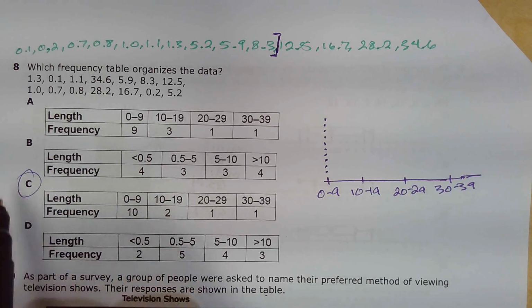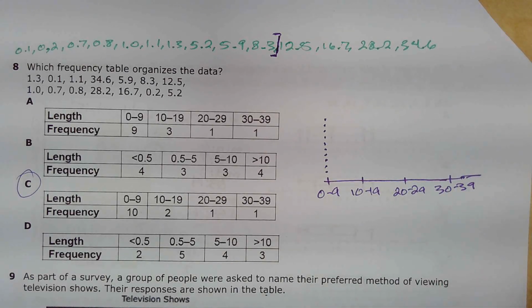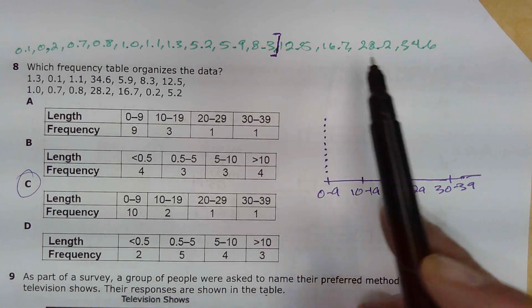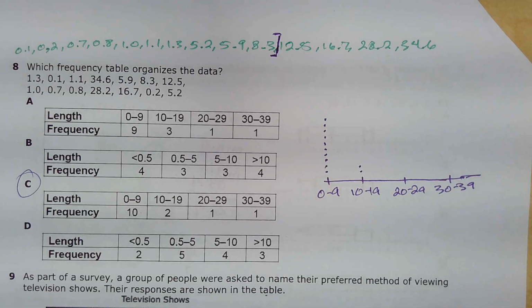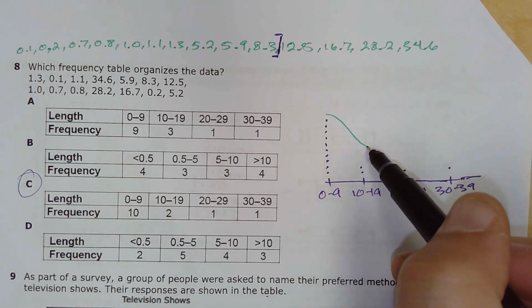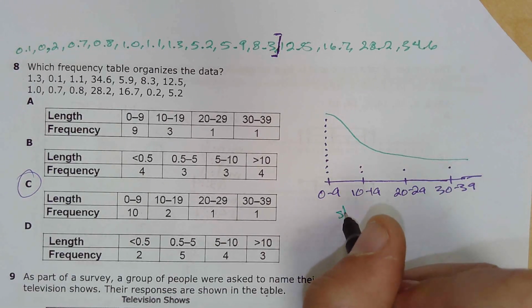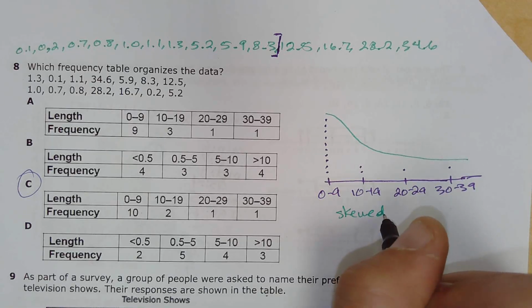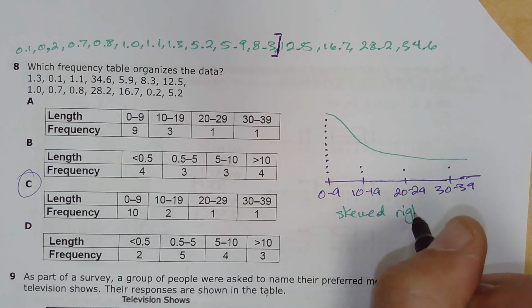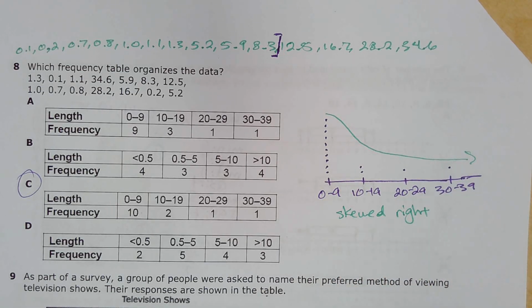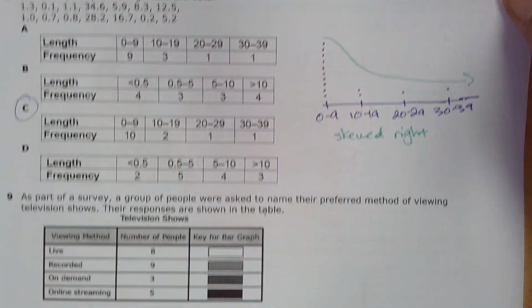Our answer is C. And if we plot the other ones, from 10 to 19 only has 2, 20 to 29 only has 1, and 30 to 39 only has 1. Now, again, if I were to describe the shape of this data, I would say that it is skewed right. All right. Cool. Let's keep going.